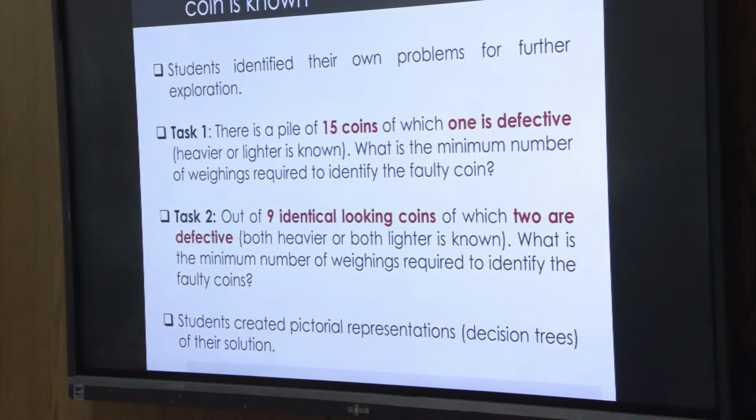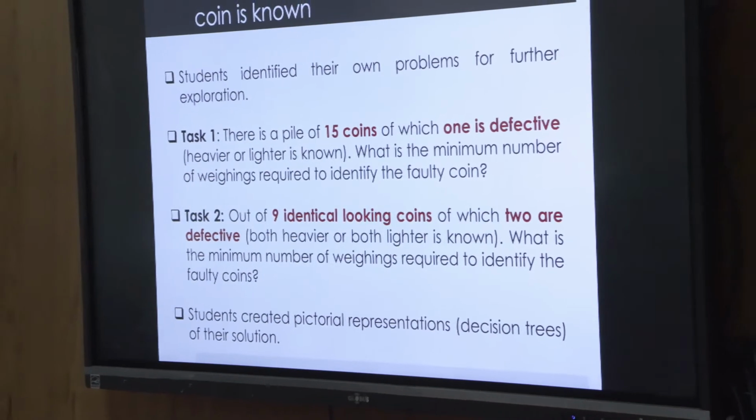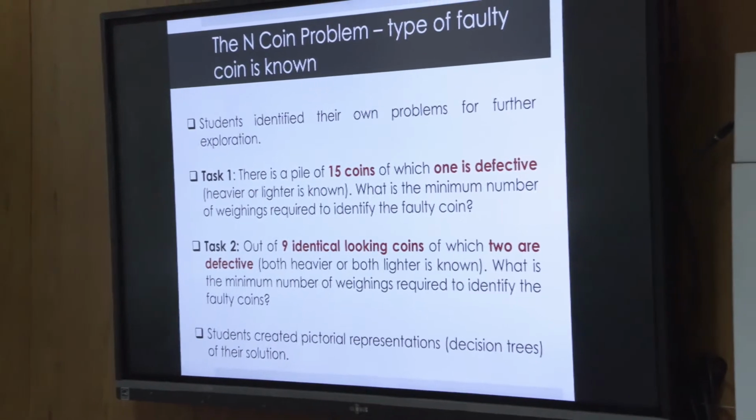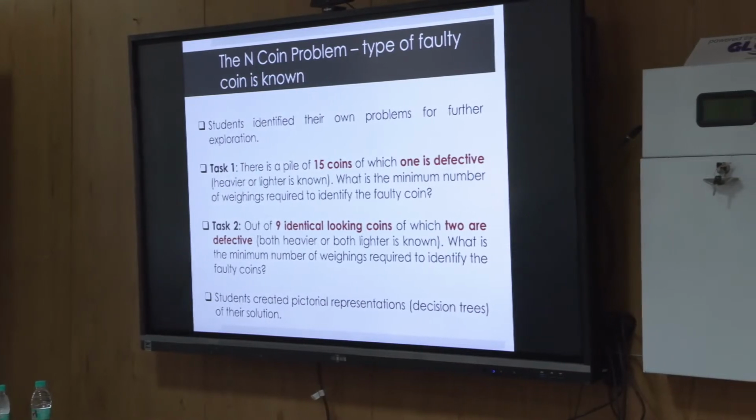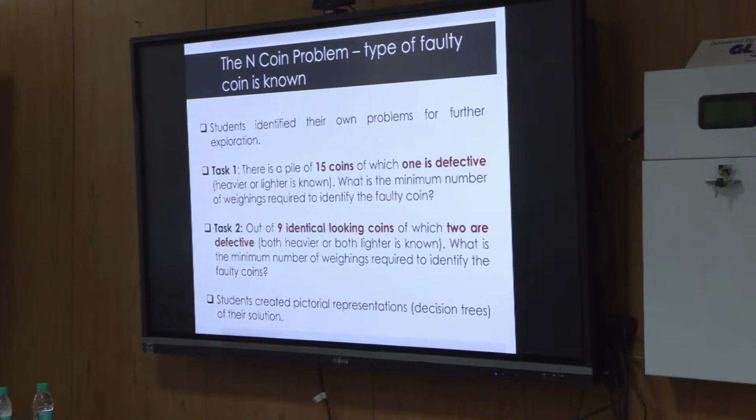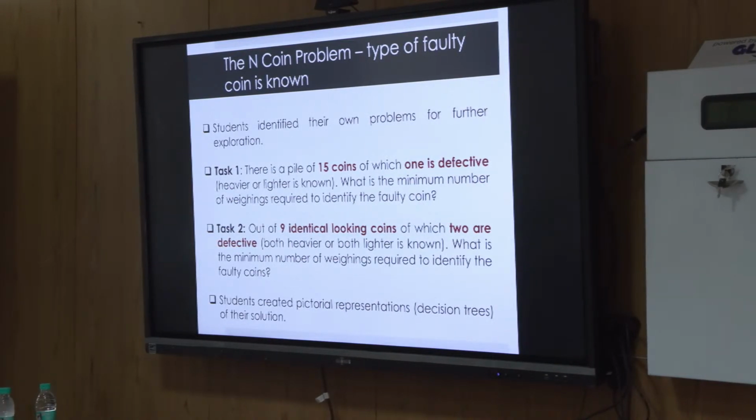So of course, then students started creating their own questions for exploration. And that was if there is a pile of 15 coins. Okay, so we already discussed 15 coins. For some reason, 15 seemed interesting to them. Now somebody said, what if there are 9 identical looking coins and there are 2 faulty, 2 are defective, and it is not that both are heavier or both are light.